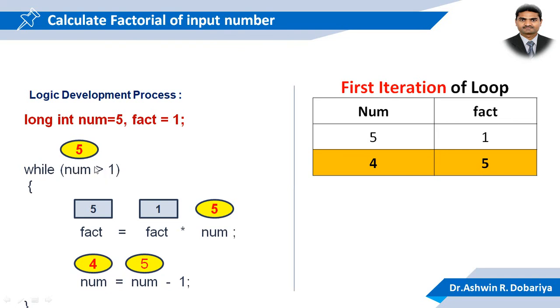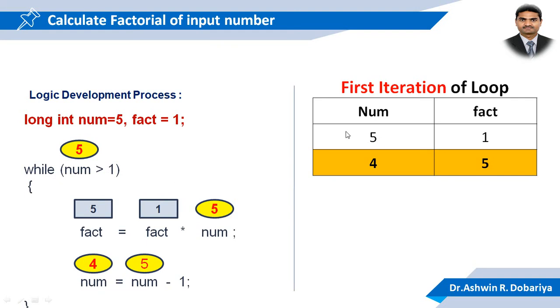Here you can use greater than or equal to 1 also, but there is no need to multiply by 1, because if you multiply any number with 1, there is no change in the answer; the result will be the same. So here there is no need to execute the loop one more time. That's why you can use greater than, or if you use equal to 1, then it will execute one more time, right? So num is greater than 1, that is the condition, and the input number is 5.